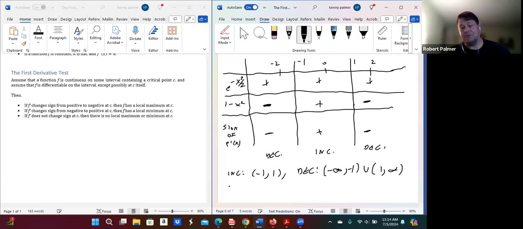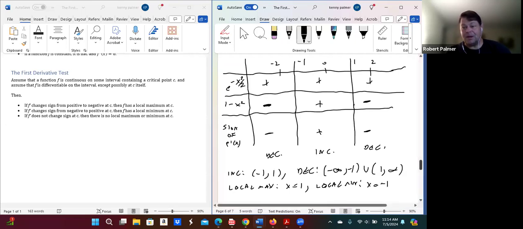And then local maximum and local minimum values. We have a local maximum where it goes from increasing to decreasing. And it goes from increasing to decreasing here at 1, so at x equals 1. And then a local minimum is where it goes from decreasing to increasing. That's at negative 1, so at x equals negative 1.